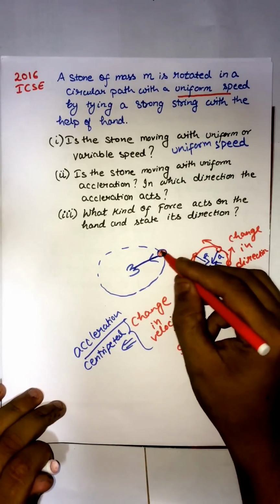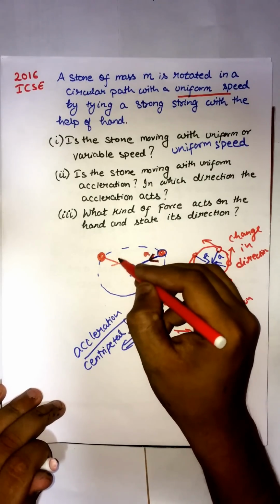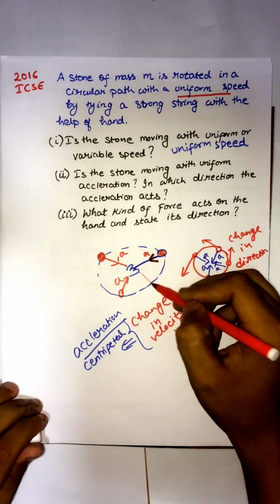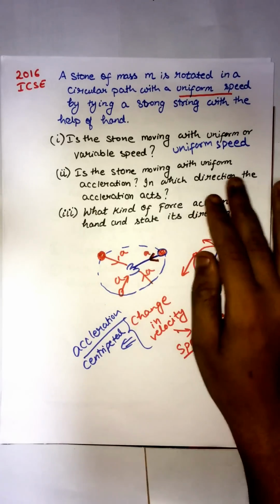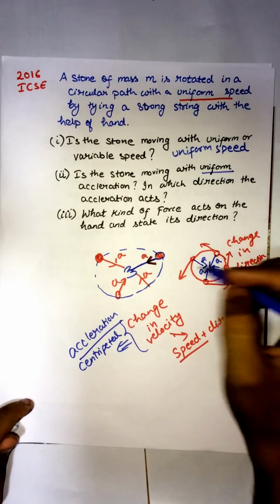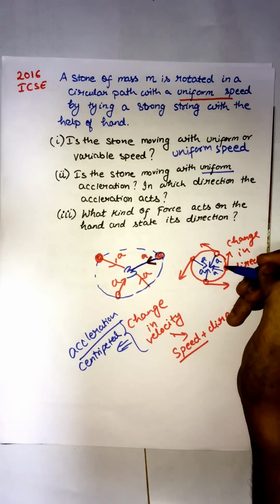If the stone is over here, the acceleration will be like this. If the stone is over here, the acceleration would be like this. So the acceleration always acts towards the center. Now the question is, is the stone moving with uniform acceleration? Uniform means same. Is the acceleration the same everywhere? No, it is different. You see, the direction of acceleration is changing.